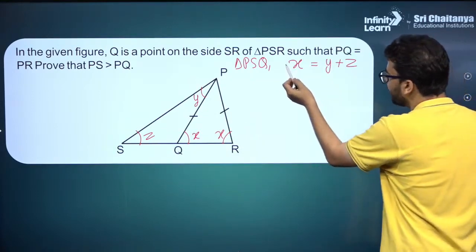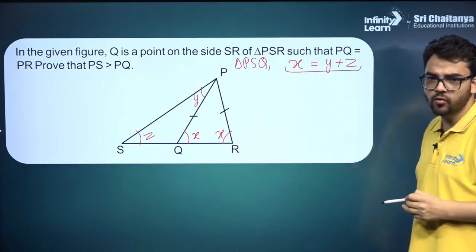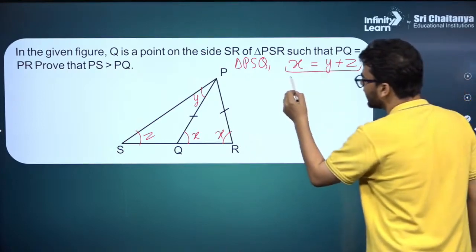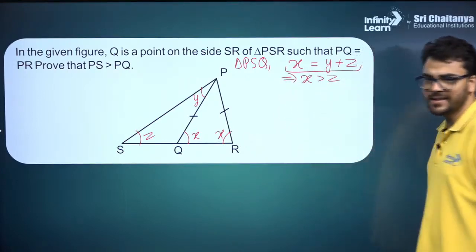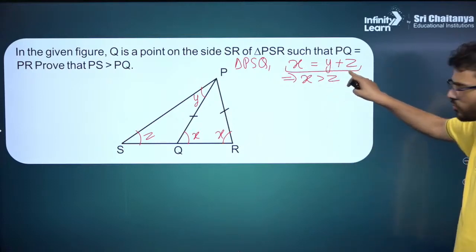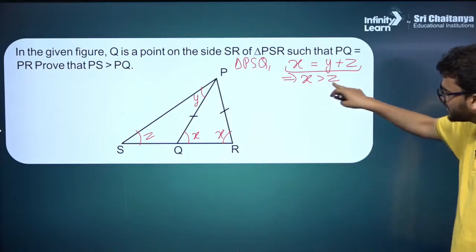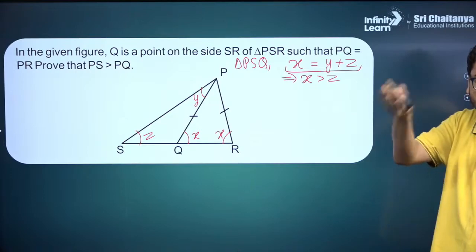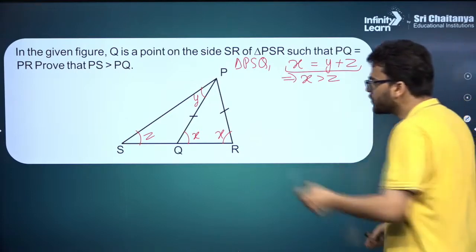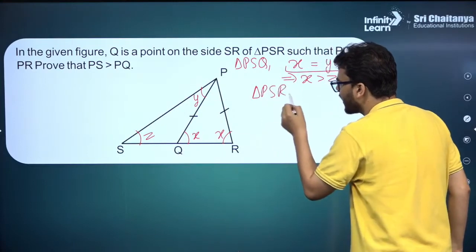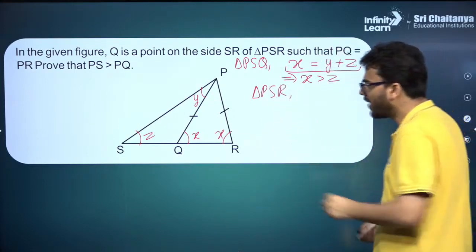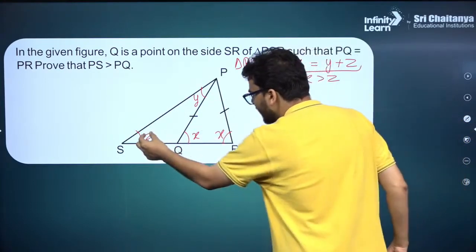So see, if x is equal to y plus z, can I not say that x will be greater than z only? If x is equal to y plus z, I can say now that x is greater than z. It is common sense over here. So in triangle PSR, we have proved that x is greater than z.